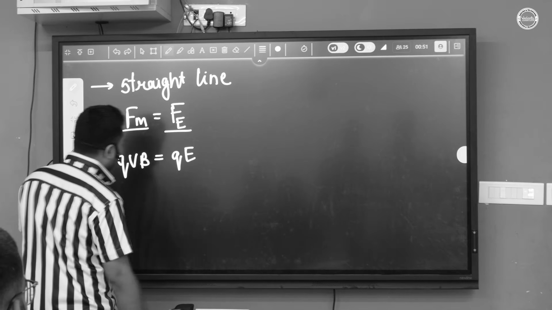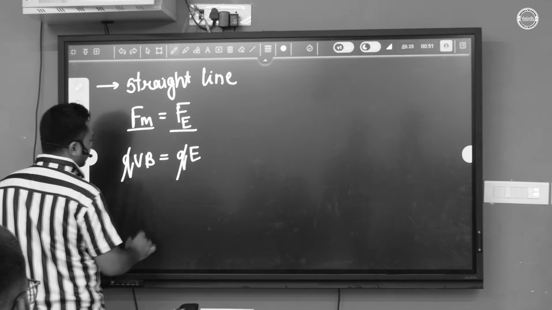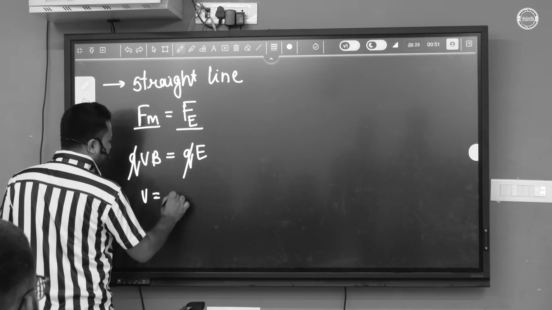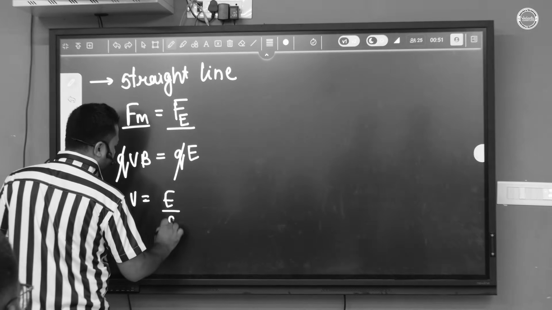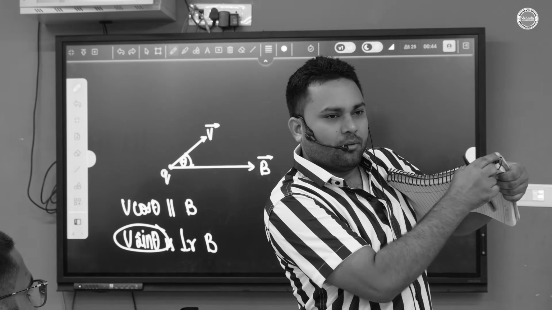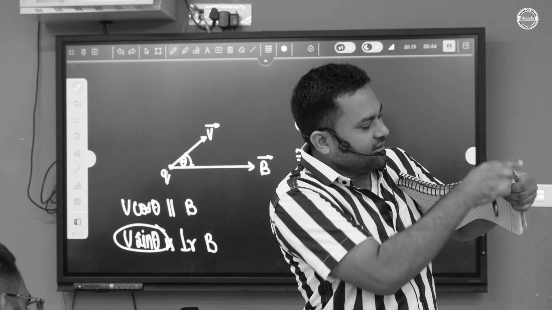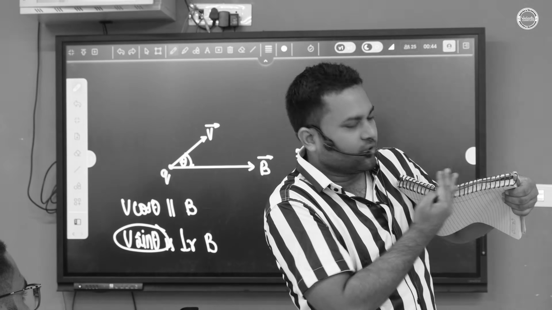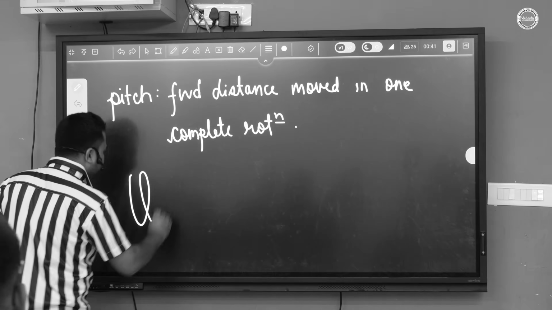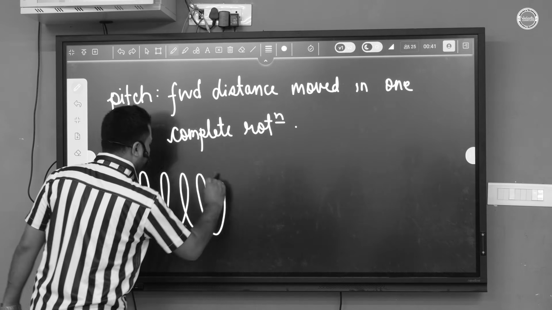equals to Q into E. Q cancel. This velocity is coming out to be E by B. The particle is going circular also, but it is moving forward also. Correct? Circular motion plus moving forward. So this way, I am drawing like this. Suppose this is the helix motion.